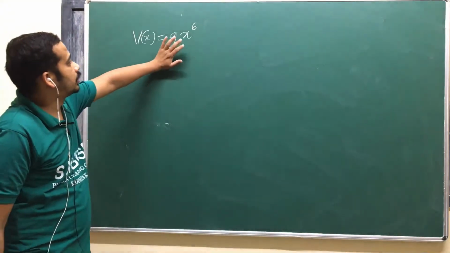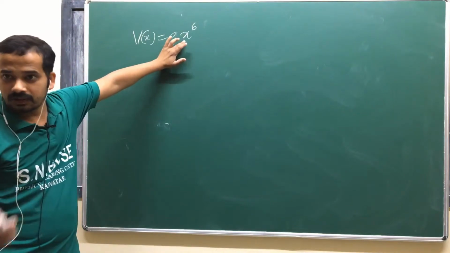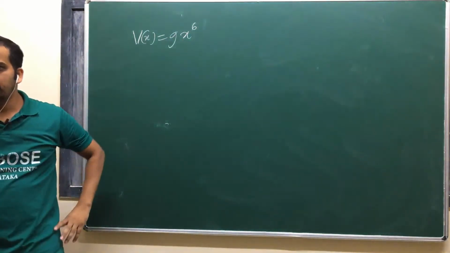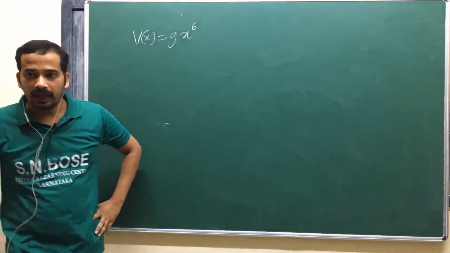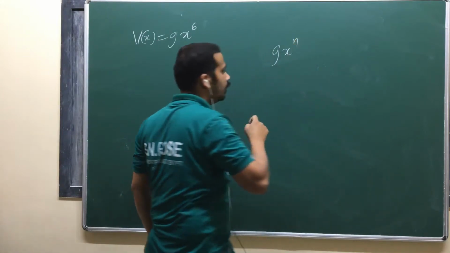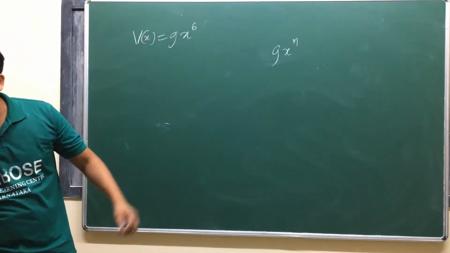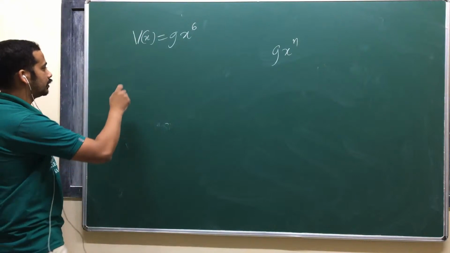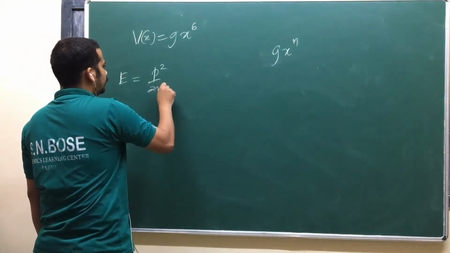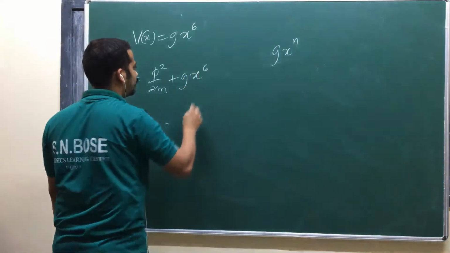Now look at here. Okay, you have solved that generalized problem. That's a Princeton question actually. That x power n, am I right? So g of x power n. If you remember that generalized formula, that's good. Otherwise, look at here. Your energy is equal to p square by 2m plus g into x power 6. Am I right?